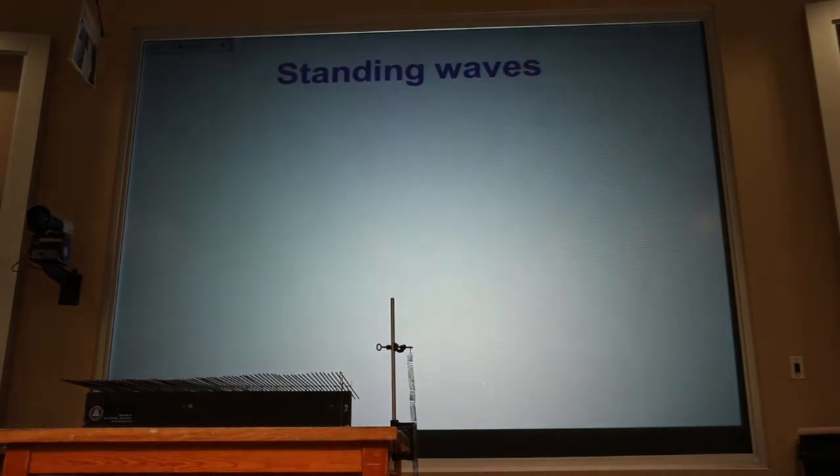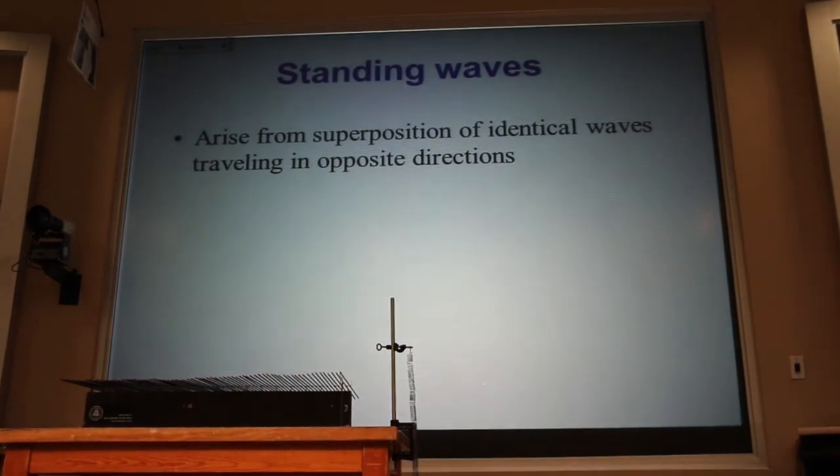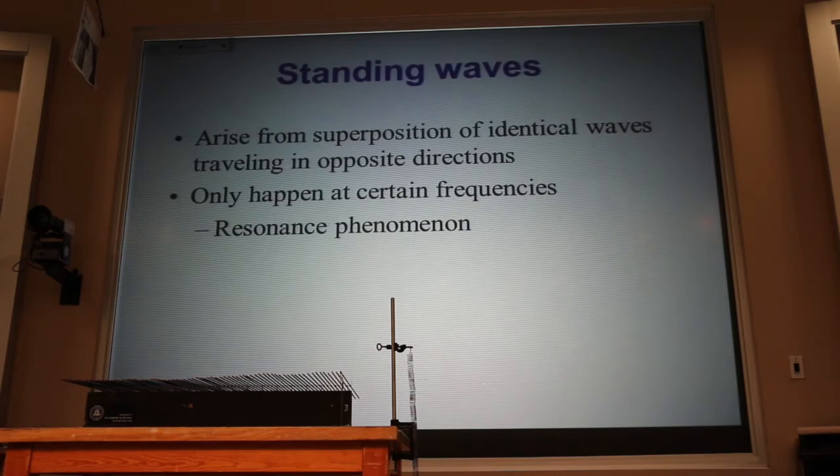Now, in summary, a standing wave arises from a superposition of identical waves traveling in opposite directions. It's a resonance phenomenon that only happens at certain frequencies. But what we find is that for the case with the string that's clamped at both ends, if F1 resonates, then F2, which is twice F1, will resonate, and F3, which is three times F1, will resonate, and F4, which is four times F1, will resonate.